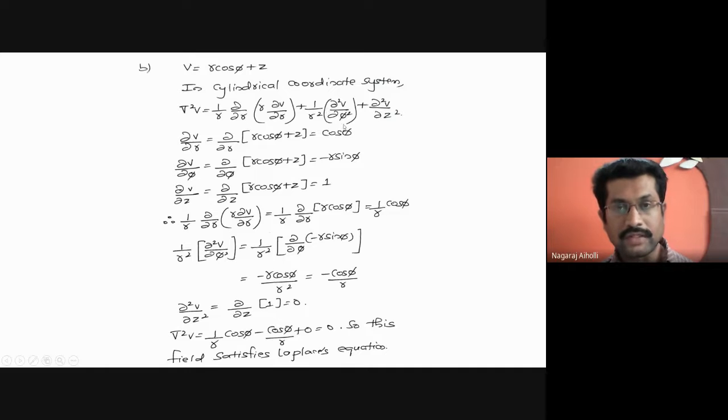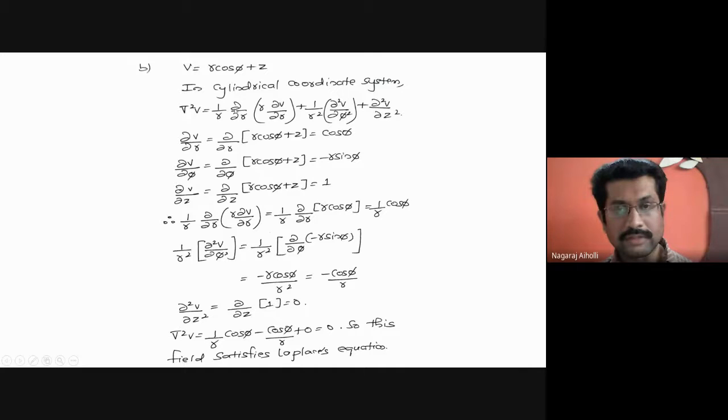Dou square V by dou phi square. First find dou V by dou phi, that is dou by dou phi of r cos phi plus z. Differentiating with respect to phi, taking r constant, it will be minus r sin phi. Differentiation of z is 0. Then differentiate V with respect to z, dou V by dou z. You will get 1, because r cos phi is a constant term and its differentiation is 0. Differentiation of z with respect to z is 1.